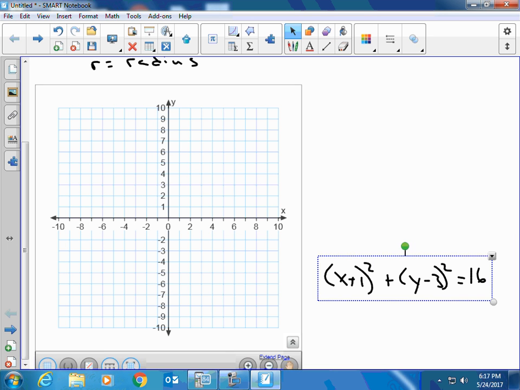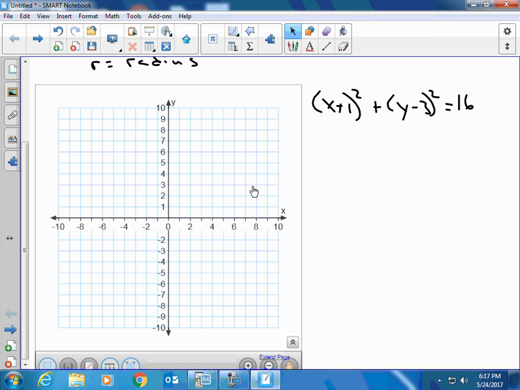h is the x-coordinate of my center. I need that. It's a −1. The y, or the k, is the y-coordinate of my center, and it's a +3. I need that. What is r? r squared is 16, so r must be 4. Why? Because 4 squared is 16.